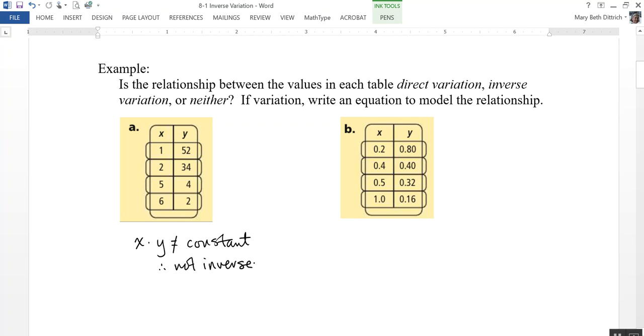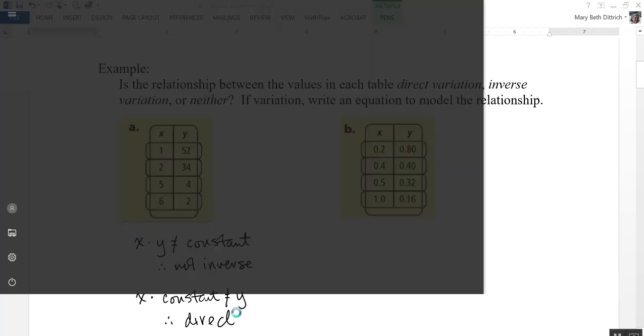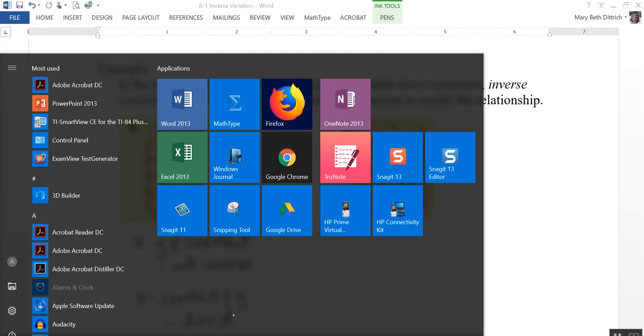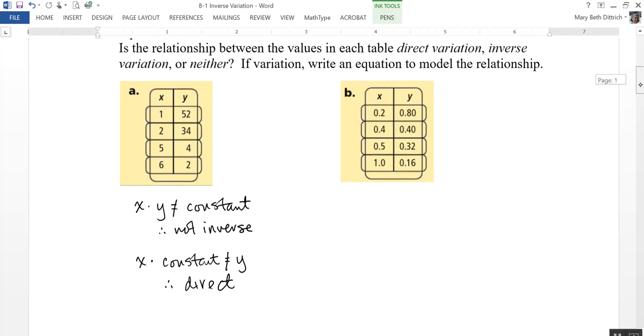Let's see if it's direct variation. That would mean that x times a constant, times the same number each time, is going to equal y. So x, I have to multiply it by 52 to get 52. Okay, 2 times 17 gives me 34, so this is not direct variation because I cannot multiply each x value by the same constant value and get y. So this is not direct variation. So that means that this one is going to actually be neither.